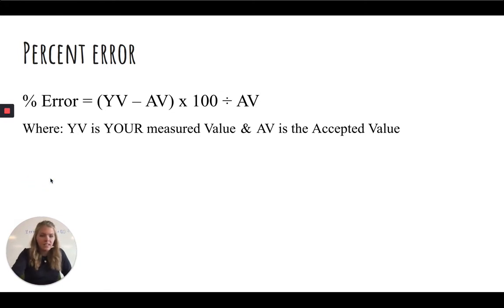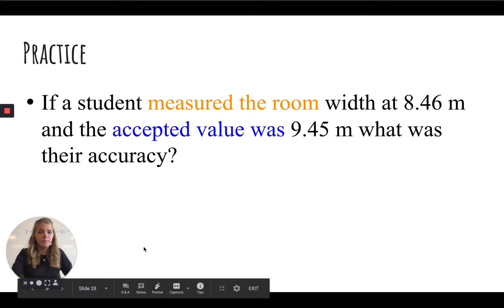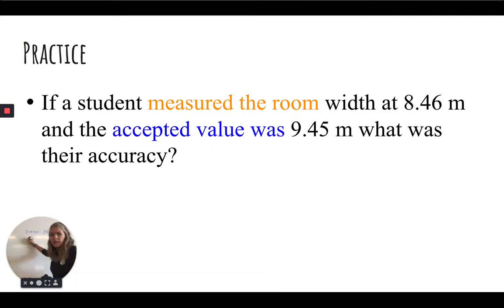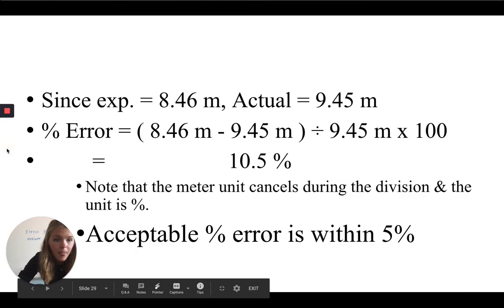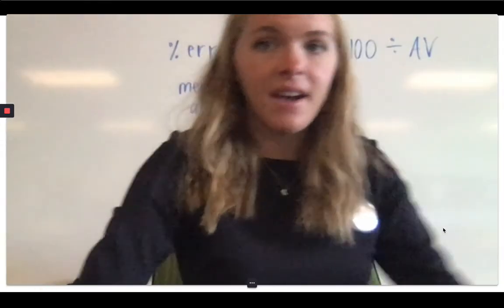So let's do a little practice problem. If a student measured the room width at 8.46 meters and the accepted value was 9.45 meters, what is their percent error? So I'm going to write these down, and then I'm going to get this bigger in a second. So the student measured the room. Oh no, the lights went off. I'm sorry. I gotta turn them back on. One moment, please. All right, sorry. The lights are back in business, and we have things written down.